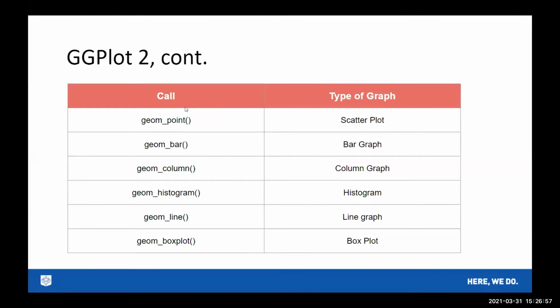So for example, if I wanted to do a scatter plot, it would be plus geom_point. If I wanted to do a column graph, it would be geom_col for column, and so on and so forth. You kind of get the drill, right?